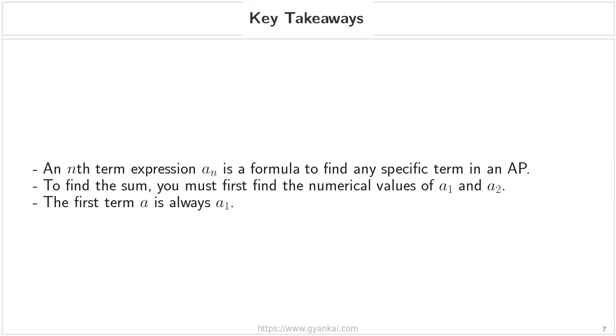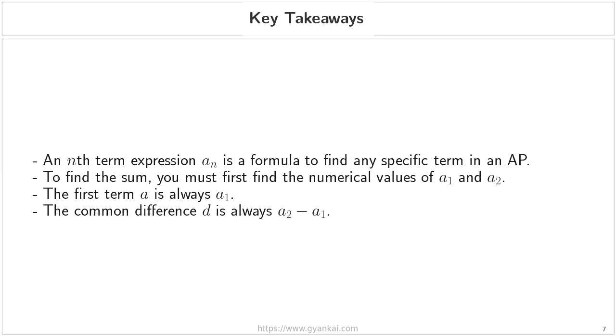Third, always keep in mind that the first term, represented by the letter a, is always equal to the value you get when you substitute 1 for n, which is a sub 1. Fourth, the common difference, which we call d, is always calculated by subtracting the first term from the second term, or a sub 2 minus a sub 1.